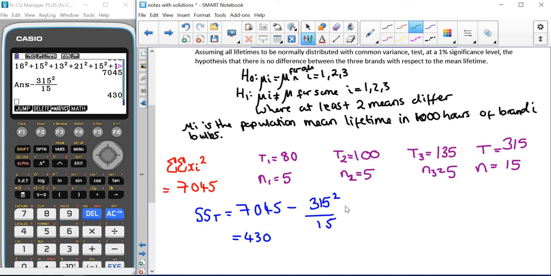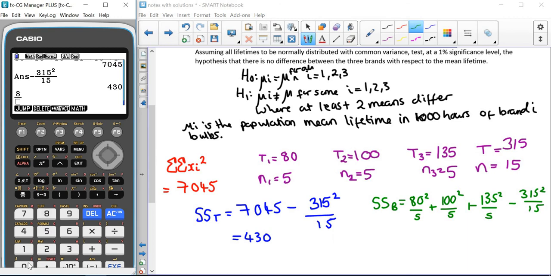We can also find our SSB, and that's done by using the sum of these totals separately, squared, divided by the number in each one of the groups. So that would be 80 squared over 5 plus 100 squared over 5 plus 135 squared over 5 minus our T squared over N, 315 squared over 15.